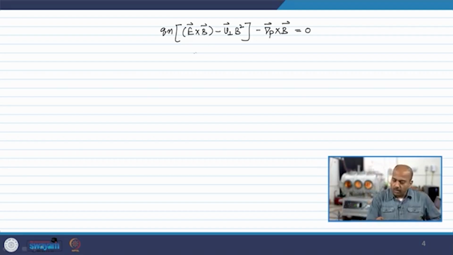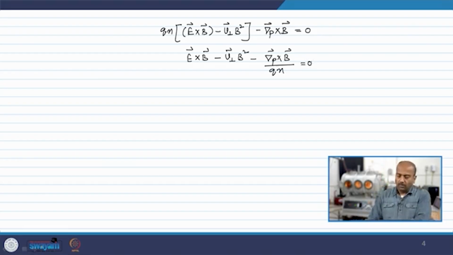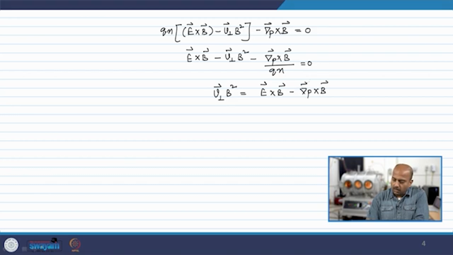Okay. We can write this as E cross B minus v perpendicular B square, minus del P cross B by q n is equal to 0, or v perpendicular B square is equal to E cross B minus del P cross B by q n, or v perpendicular is equal to E cross B by B square minus del P cross B by q n B square.